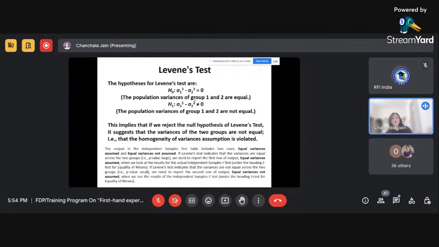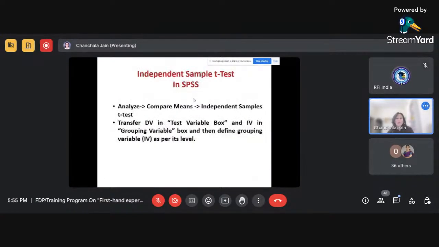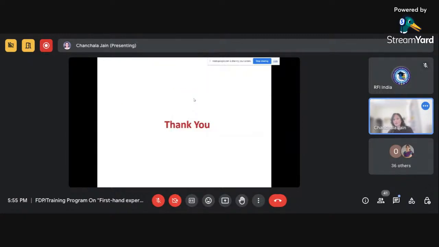This particular test we cannot directly apply. Once we apply the independent sample t-test, in that particular output only we need to check whether our data is meeting this assumption or not. Now, how to apply the independent samples t-test in SPSS? This is the process, which we will see once we go into SPSS. So I think this is the conceptual aspect of the independent samples t-test.